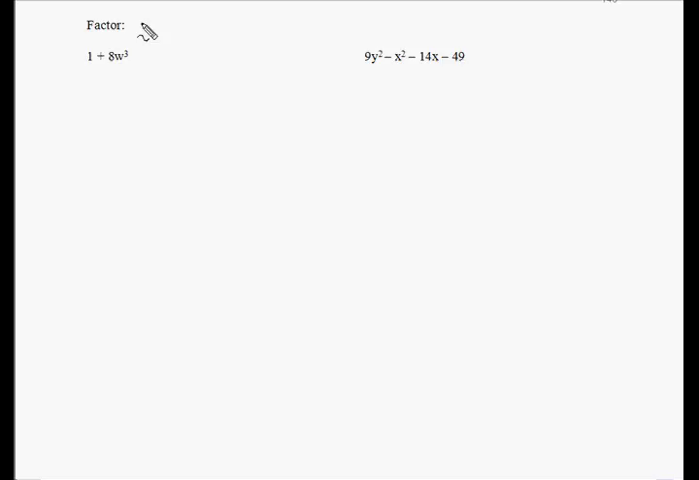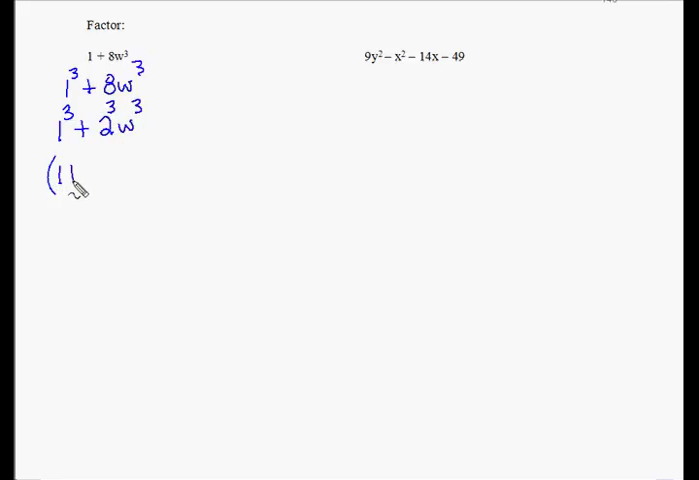Factor 1 plus 8w cubed. Please do not fall under the false assumption that if you rewrite this as 1 cubed, because that's still 1, 8w cubed, that it's ready to be factored as the sum of cubes. If you want to follow my technique, my little cute saying of write what you see without exponent 3, everything must have an exponent 3. So we have to rewrite that 8 as 2 cubed.